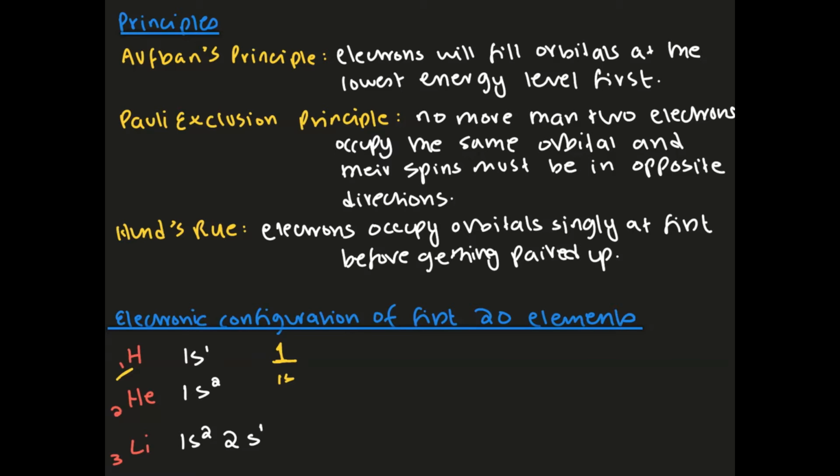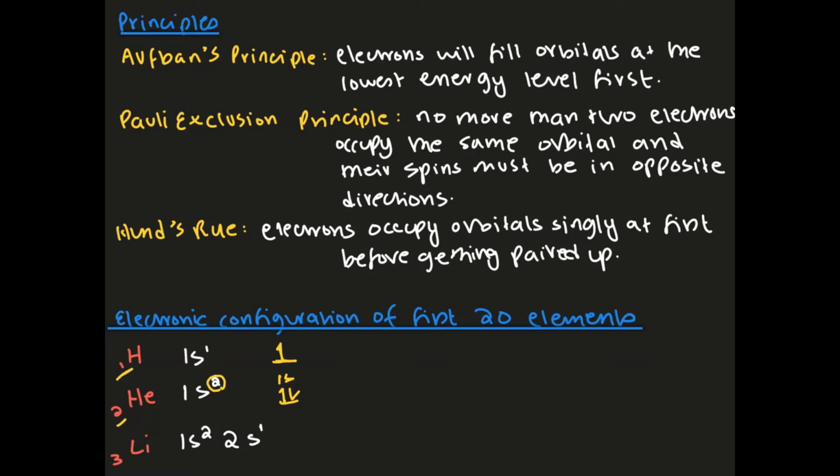So the next one is helium, which has 2 electrons. Now this is also going to be in the s orbital, and this is going to be 1s2 because there are 2 electrons over here. So 2 of these are going to be arranged like this, and the spins of these are going to be in the opposite direction because they're in the same orbital.